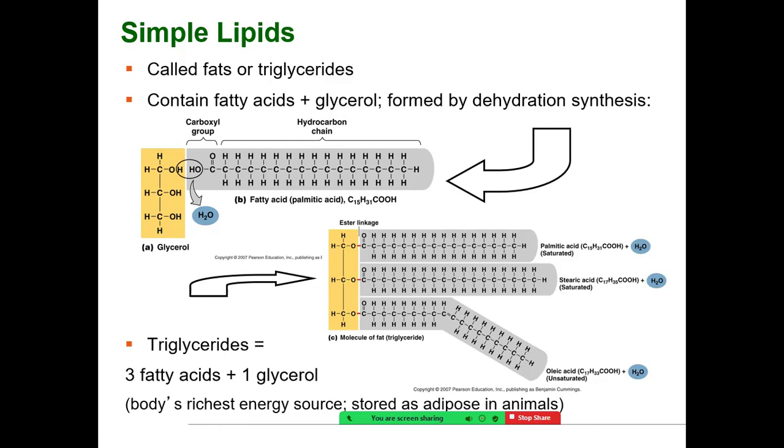If you need a lot of energy and you have to carry it, and you're trying to figure out what molecule of food should I carry to give myself the most energy, you would want to bring or carry a bunch of triglycerides, meaning fat, because you get the most energy per gram out of 1 gram of fat or lipid than 1 gram of any other food you can eat. So it's the body's richest energy source.